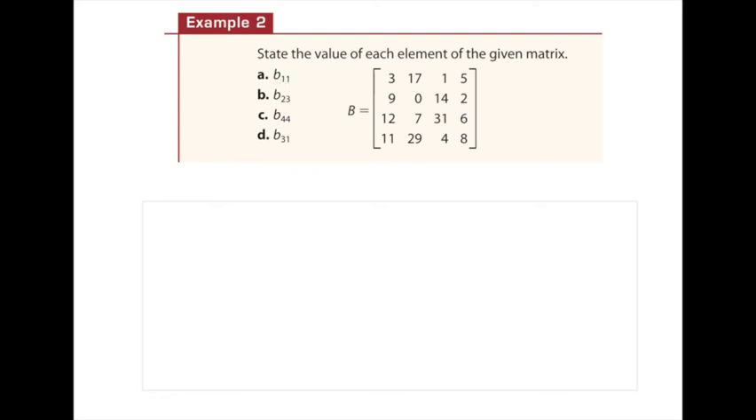And so if I were to give that element, I would go to row 1, column 1, and I would see that element is 3. This one here, row 2, column 3. So I'm going to go to row 2, third column, and I'm going to get a 14. And so that's how all of these would do. Row 4, column 4. That's going to give me the 8. Row 3, column 1. That's going to give me a 12.